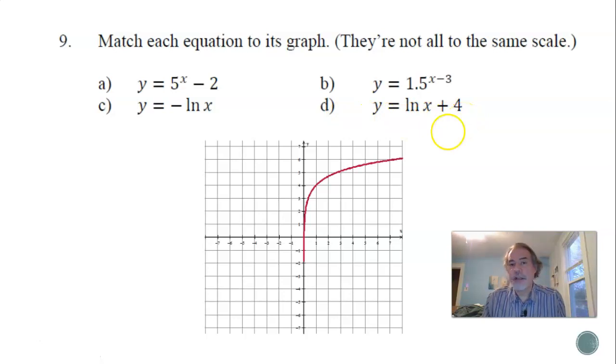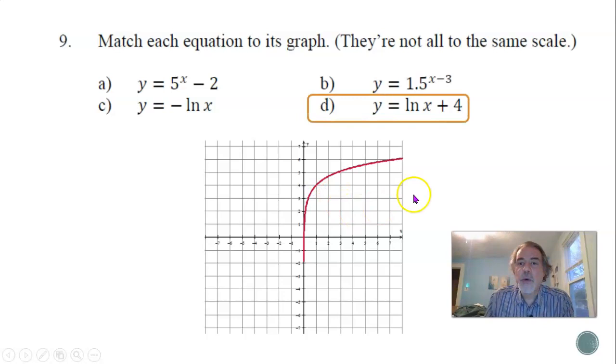Can you tell which one it is? Well, if you can't tell, notice what happens when x is 1. The natural logarithm of 1 would be 0. So if we were looking at equation C, when x is 1, y would be negative 0. If we're looking at equation D, when x is 1, y would be 0 plus 4. So we'd have a point on the graph where x is 1 and y is 4. So this is the graph of D.